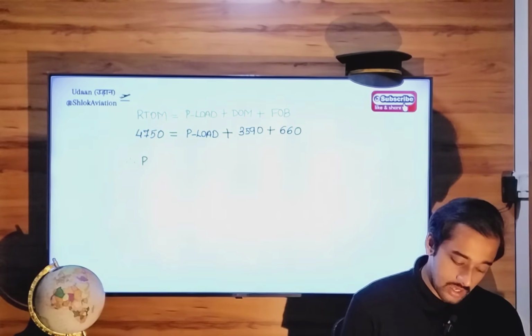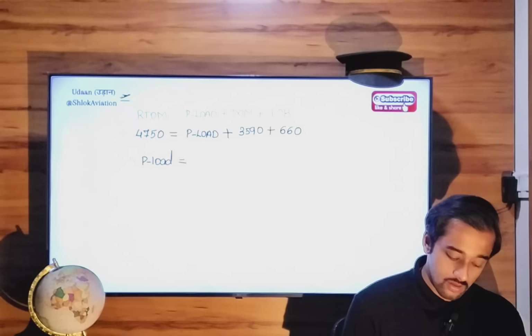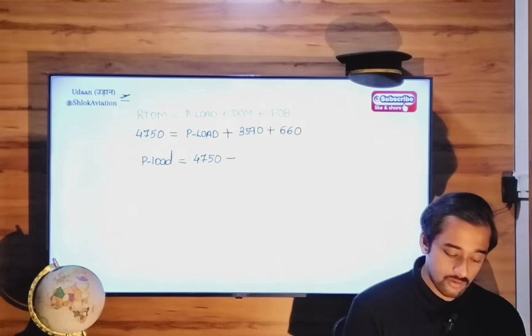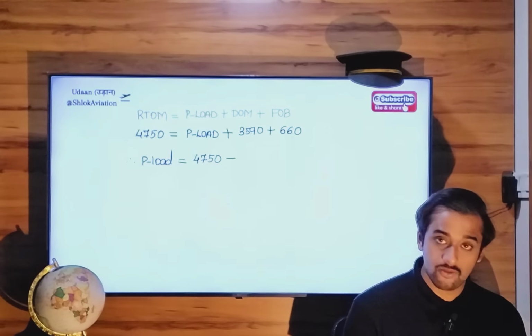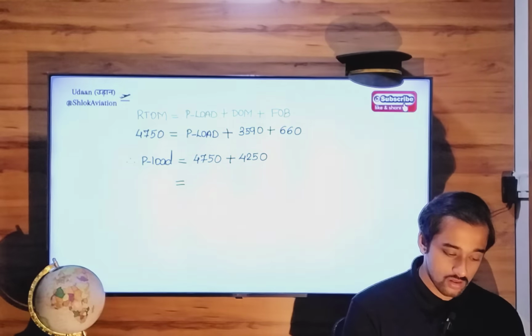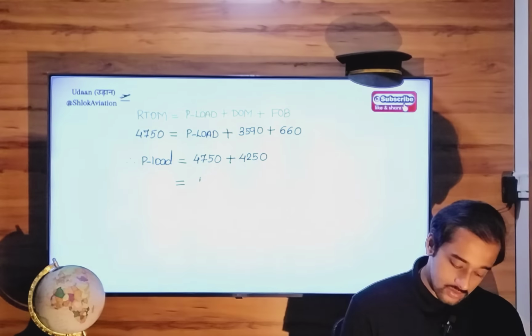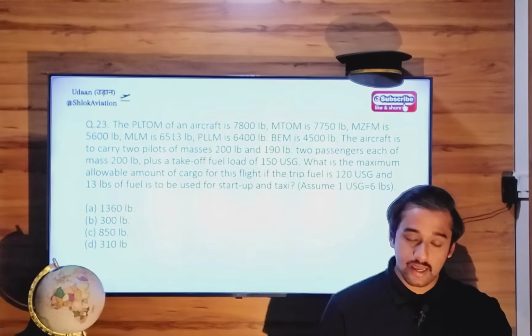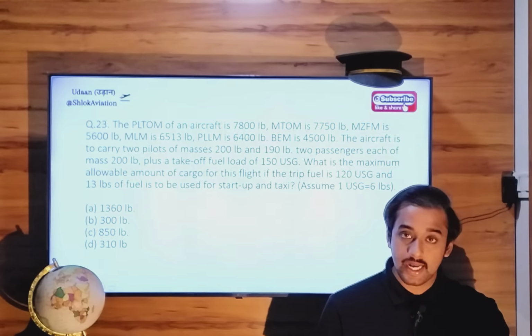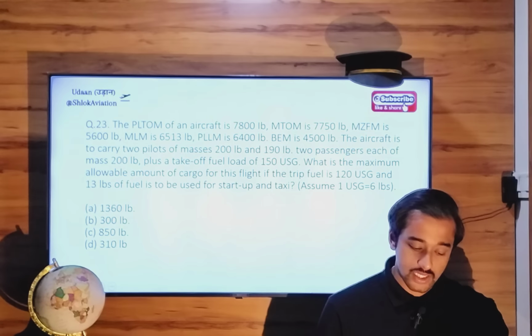Therefore payload will be equal to 4750 minus 3590 plus 660, 4250, 500. So again 23. The performance limited takeoff mass of aircraft is 7800, takeoff mass 7750.